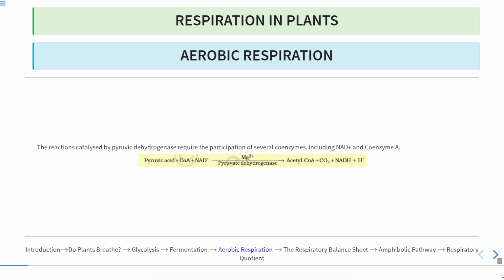Here you can see the reaction catalyzed by pyruvate dehydrogenase requires the participation of several coenzymes. So what are those? The coenzymes include NAD, which is required here, and also coenzyme A. Magnesium ion is also required.